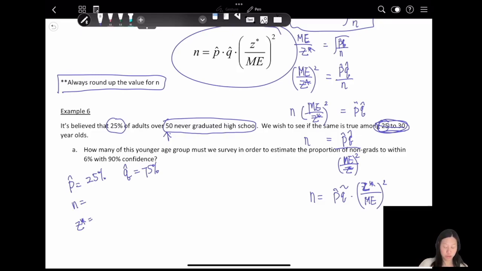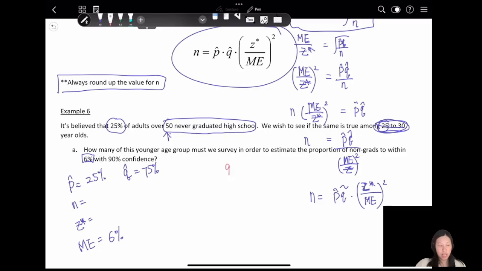Okay, first of all, what does this 6% mean? Within 6% means this is our margin of error, 6%. And what does 90% confidence mean? What information do they give you? Well, we know that each confidence interval corresponds to a certain z-score.